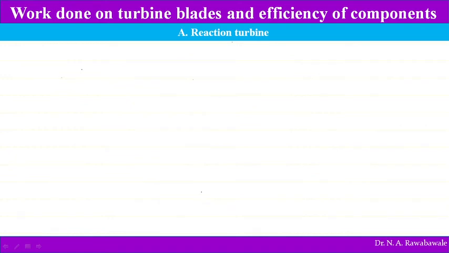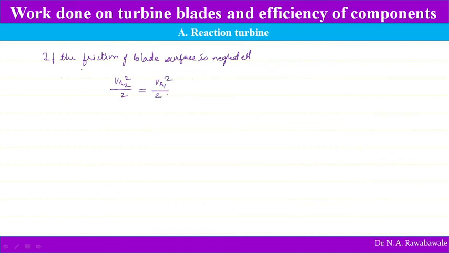Then, if the friction of blade surface is neglected, we can write it like this: VR2 square divided by 2 is equal to VR1 square divided by 2 plus delta H2. So this is the enthalpy drop in moving blades. We can calculate enthalpy drop in moving blades. So already we have discussed this.